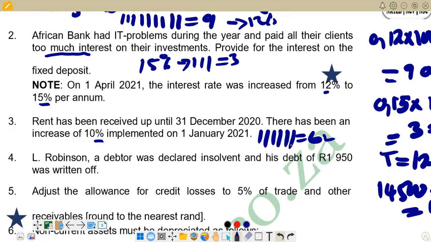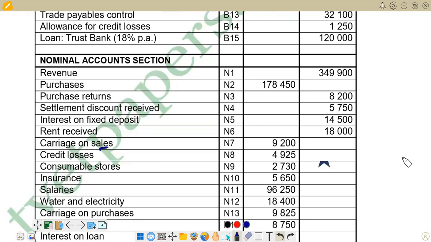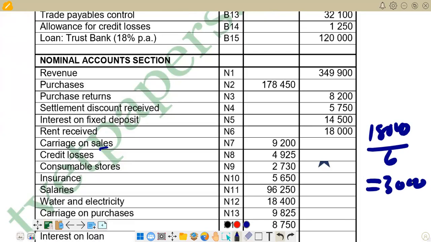Then we multiply by the 6 months that are remaining, because for each and every month they were receiving this amount with an increment. Then we add it. Remember, in accrual, we add. This is an accrual which is supposed to be added. So we go back to check the actual amount that was received for rent. We see that it is 18,000, and it's for 6 months. So 18,000 divided by 6 gives us 3,000. This is the amount that was received per month for the first 6 months before the increase.